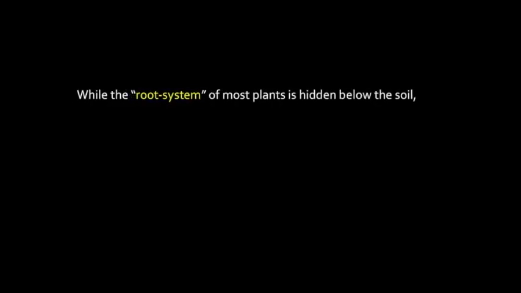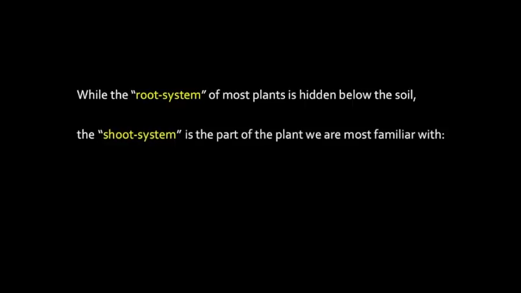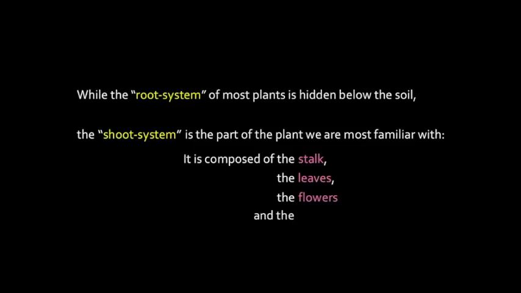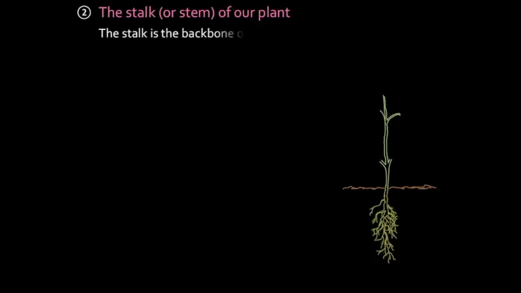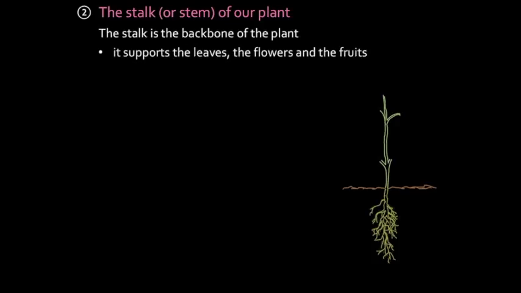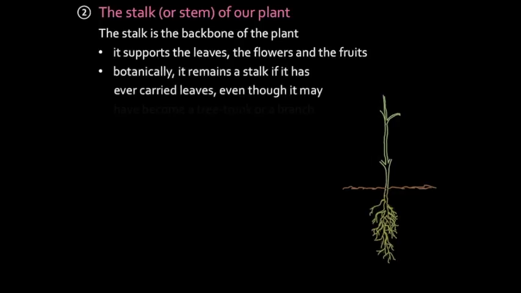While the root system of most plants is hidden below the soil, the shoot system is a part of the plant we are most familiar with. It is composed of the stalk, the leaves, the flowers, and the fruits. The stalk is the backbone of the plant. It supports the leaves, the flowers, and the fruits. Botanically, it remains a stalk if it has ever carried leaves, even though it may have become a tree trunk or a branch.